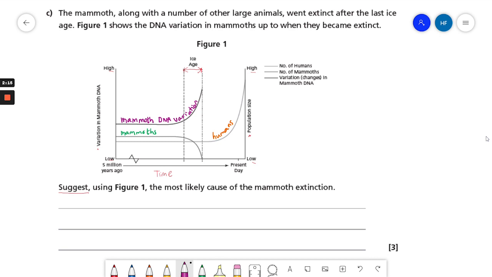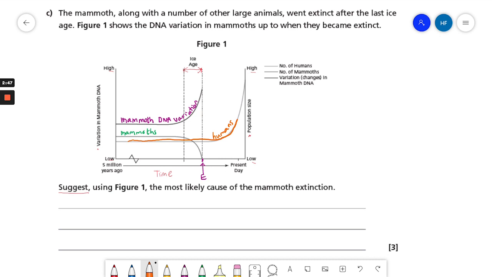Okay, I'm also going to add an E for extinction here because this is the point at which the mammoths become extinct. Now we can see in terms of the number of humans actually stays quite level along here until it suddenly increases some time after the last ice age. And so that suggests actually the humans weren't responsible for the extinction of the mammoths.